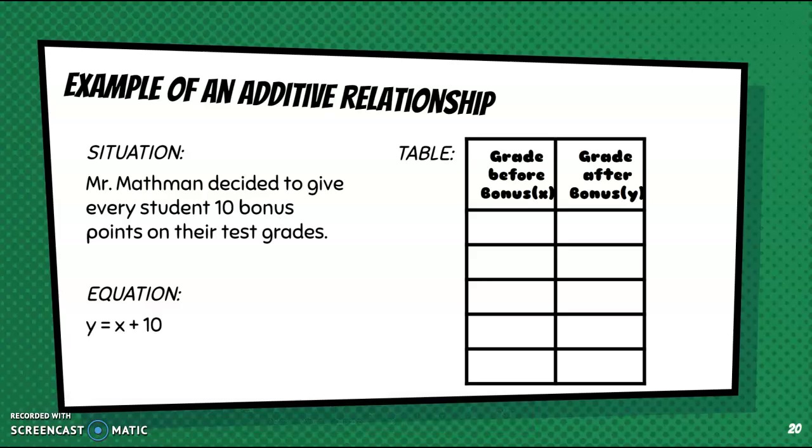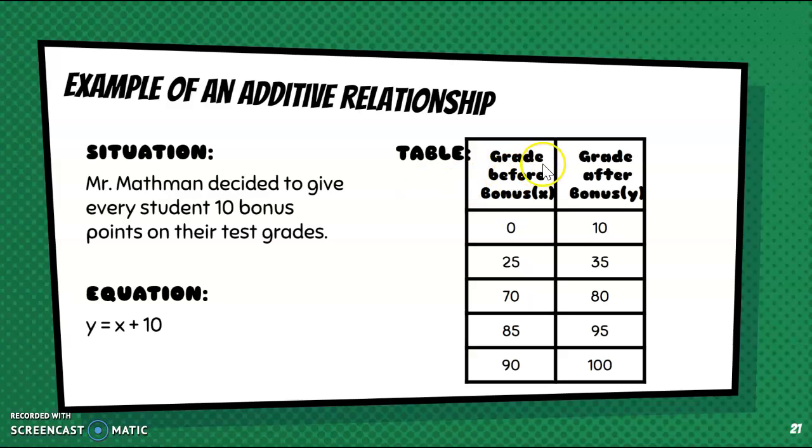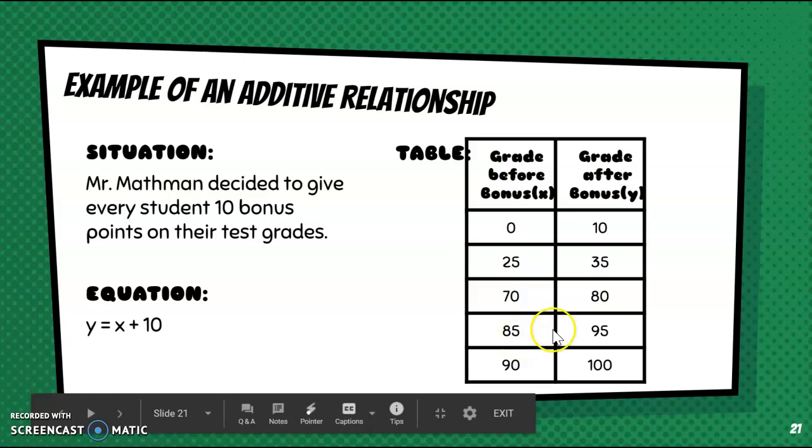points on their test. So if we filled in this table, let's say that a student got a 0, which hopefully won't happen, but if they got a 0, they would get an automatic 10 after, because you would add 10 points. If they got a 25, they would get a 35. If they got a 70, they would get an 80. 85 would get a 95, and 90 would get 100. Notice all we did was add 10 points to the grade before the bonus.